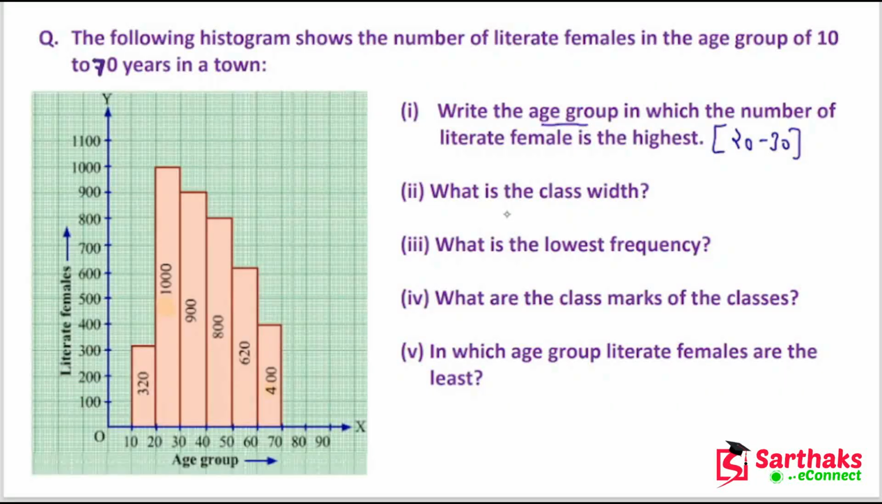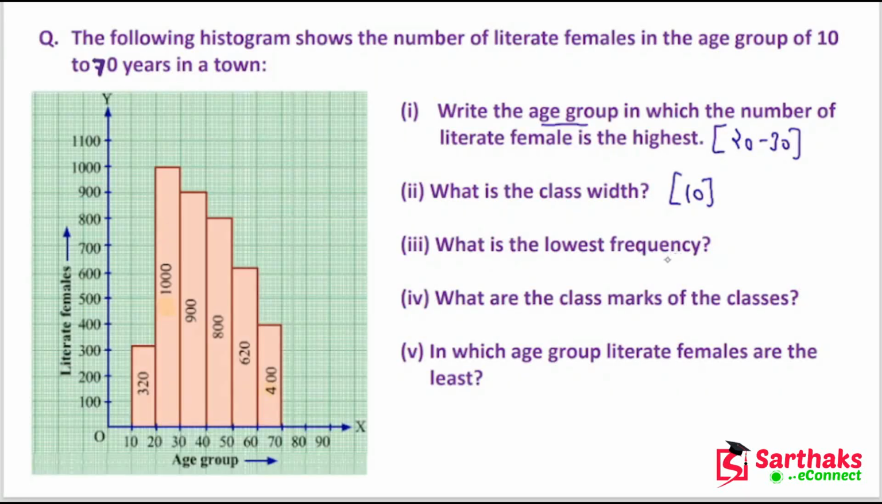In the second question, it is asking what is the class width. Clearly you can see that in a histogram the class width is generally constant. The class intervals 10 to 20, 20 to 30, 30 to 40, all of these have a class width of 10, right? How do we calculate class width? Upper limit minus lower limit of a class interval. So 30 minus 20 is 10, and 70 minus 60 is also 10.